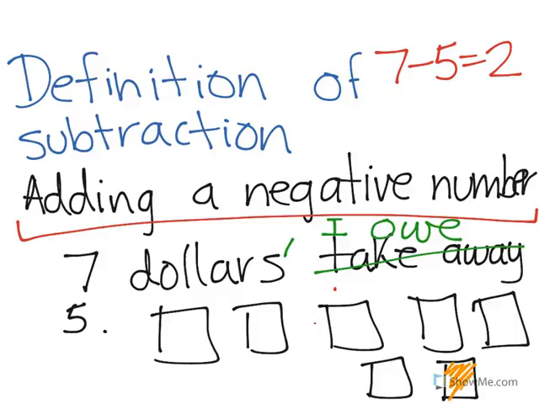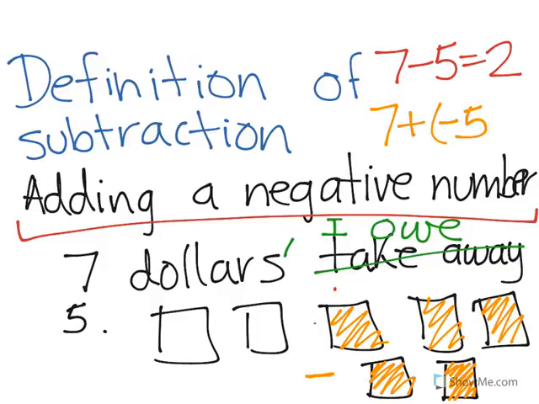So let's paint all those that are not ours, which are 5, and those that are painted is actually the negative number. So this could be thought of as 7 plus negative 5. So you have $7, but out of the 7 you owe 5. So actually you are left with $2 that are actually yours.